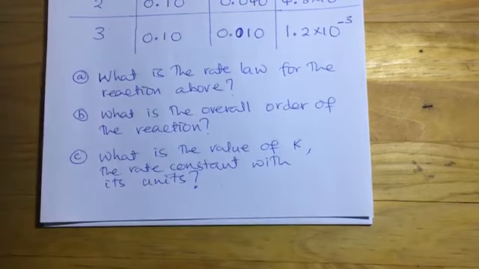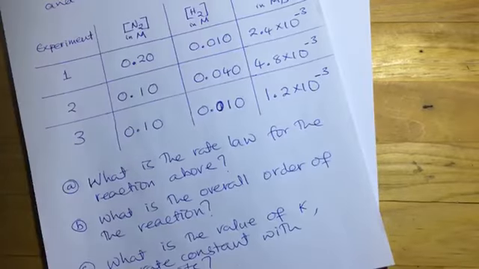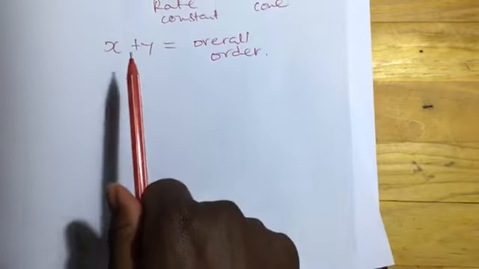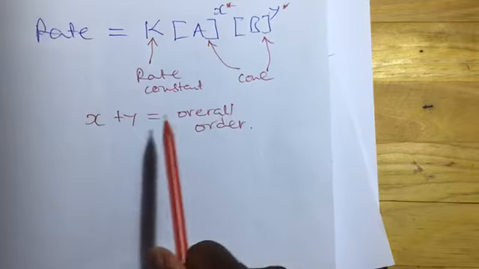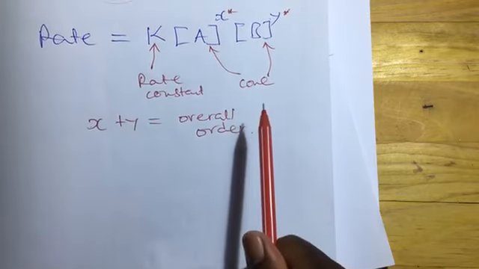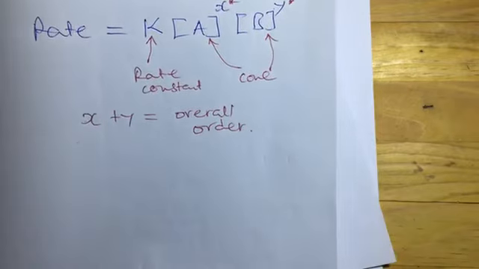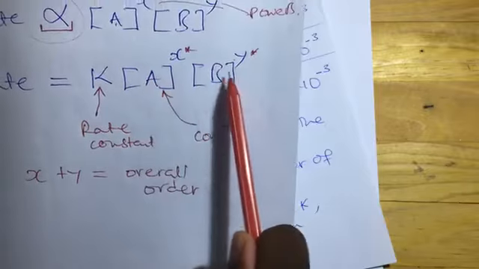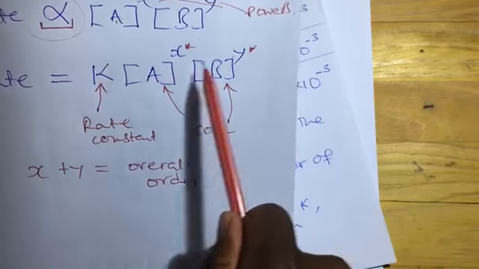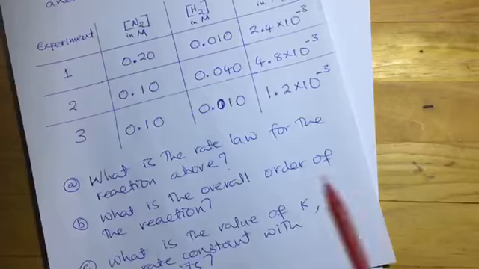Part B, what is the overall order for the reaction? Remember I told you that overall order involves finding X and Y and then adding them. The overall order is basically X plus Y. What are X and Y representing? X is the power of A, Y is the power of B. How do you find X and Y? That's the key thing under this topic.